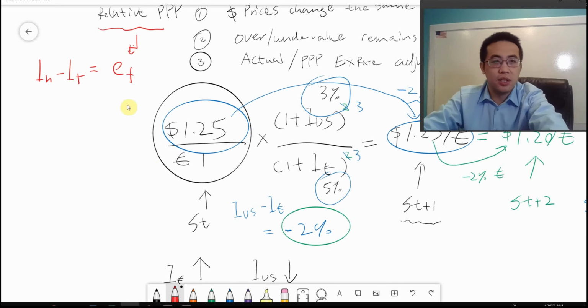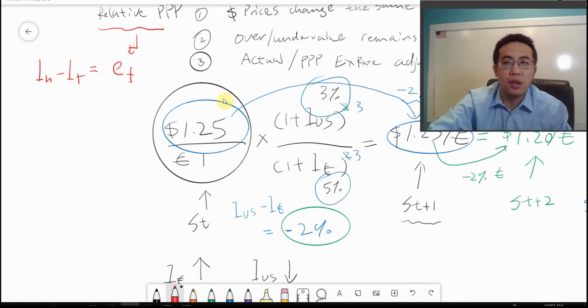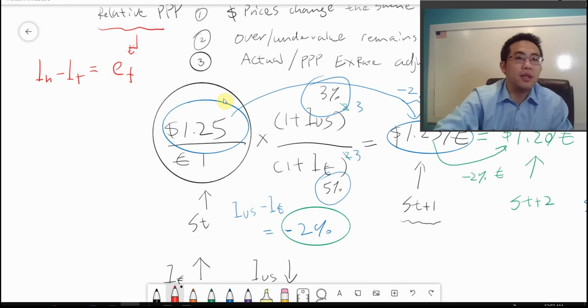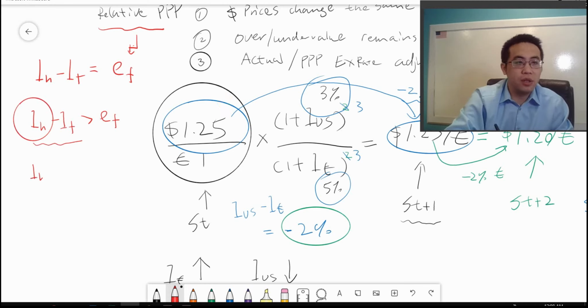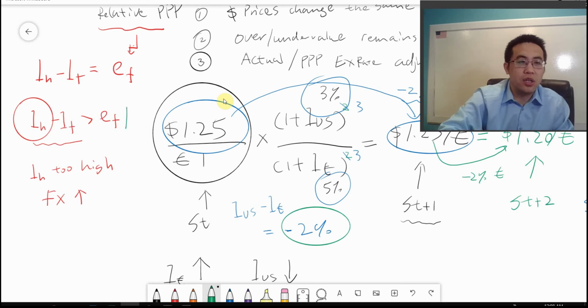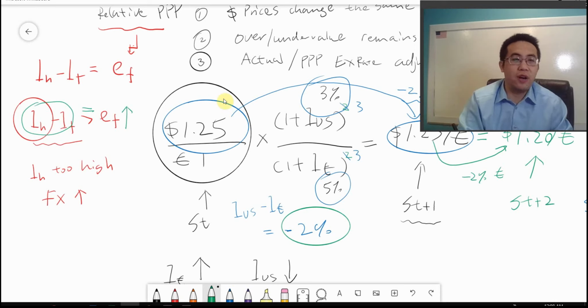As I said, sometimes the exchange rate would be too sensitive or too insensitive. For example, if the home inflation is relatively higher, that means home inflation is too high. And what would happen to the exchange rate? The exchange rate should go up. That means the home currency depreciates and the foreign exchange appreciates. So what would be the result? The exchange rate will go up, and eventually the two sides converge.